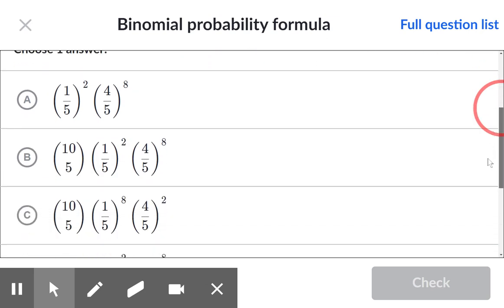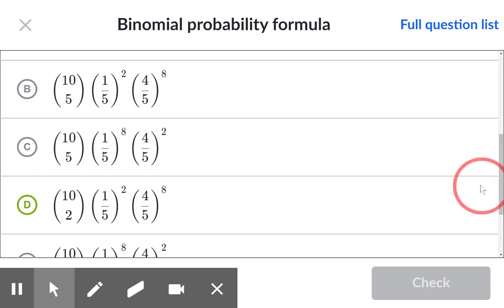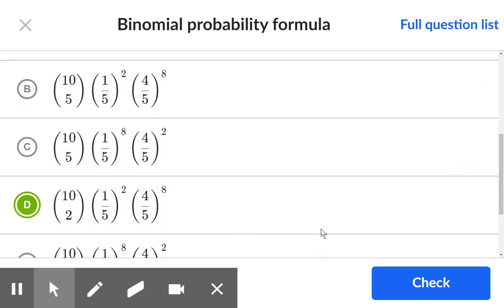If you look at the options that we have, which one would work? It's 10 choose 2, 1/5 to the second power times 1 minus 1/5, which is 4/5, to the 8th power.